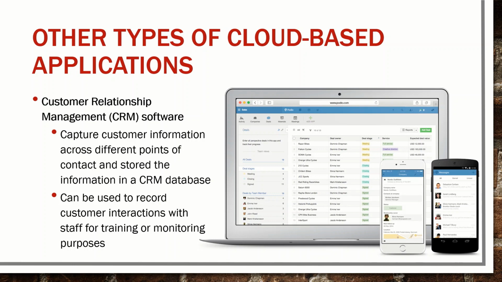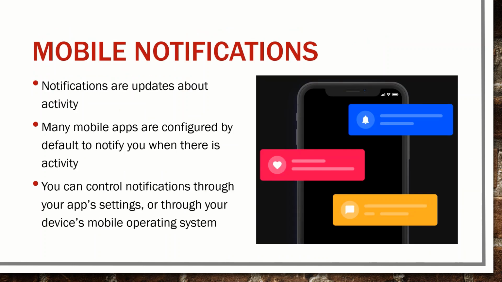The last slide is about mobile notifications. We know that notifications are updates about activity. So many apps that we use on our desktop and laptop machines have corresponding mobile apps that allow us to stay connected with our data and our contacts no matter where we are or what time it is. When you work on your desktop or laptop, visual and audio notifications alert you when you receive messages or when the scheduled time for an upcoming appointment is approaching. You can control notifications through your app settings or through your device's mobile operating system.